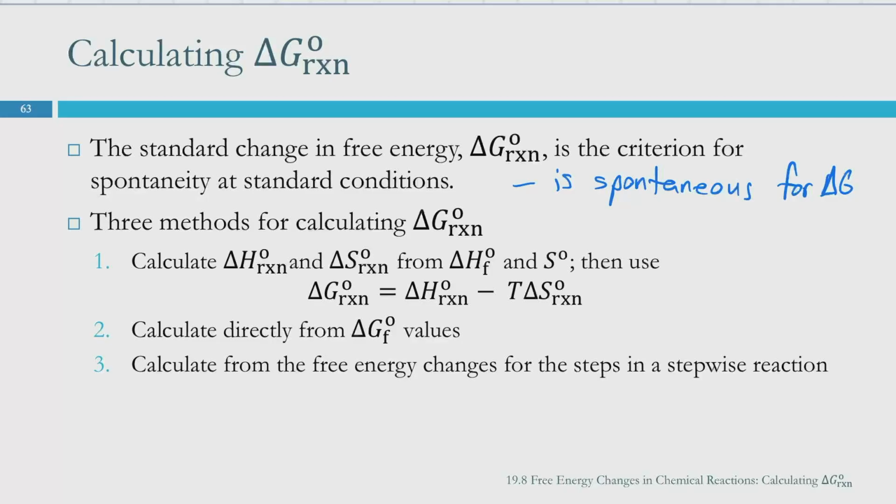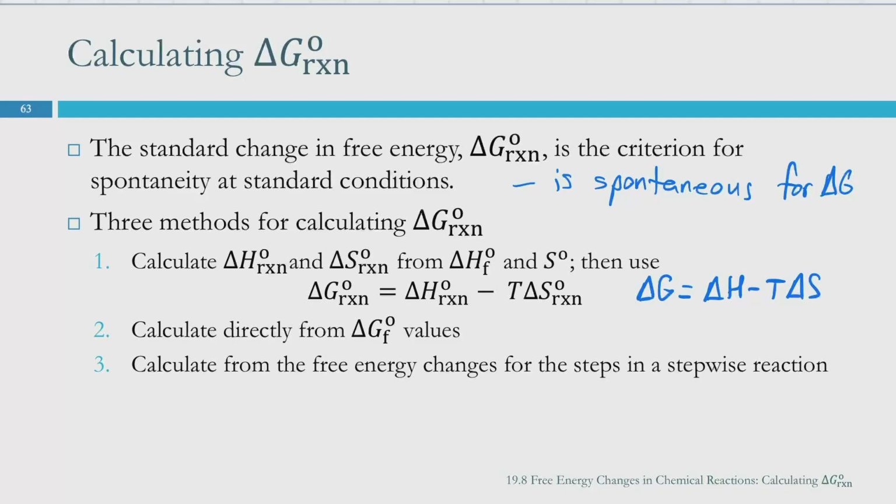We've got three methods. We're going to be covering all three of them for calculating our standard change in free energy. We can use this delta G0 Rxn equals delta H minus T delta S. We saw something with this form earlier, right? Delta G equals delta H minus T delta S. This time we've added subscripts to say it's for a reaction, and we've added the little 0 to mean that it's standard. So we're operating under standard conditions.